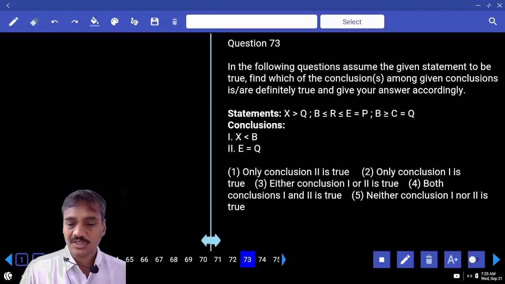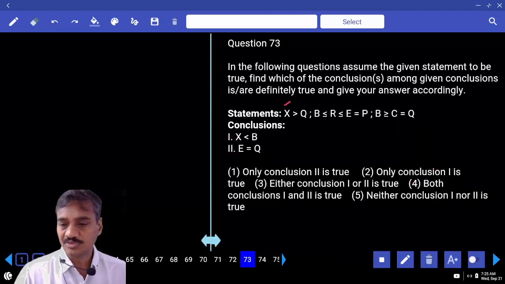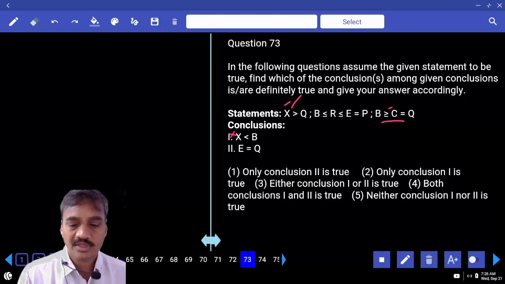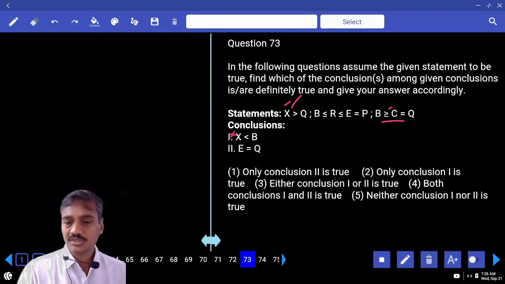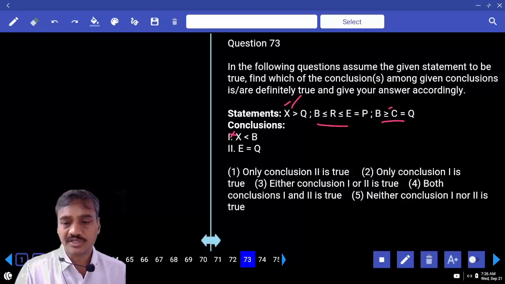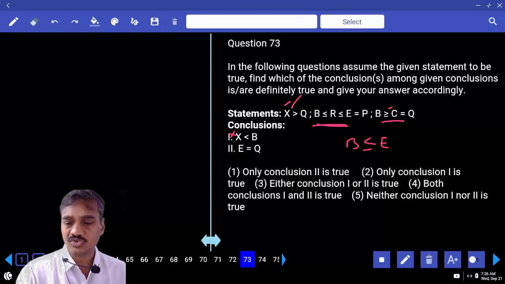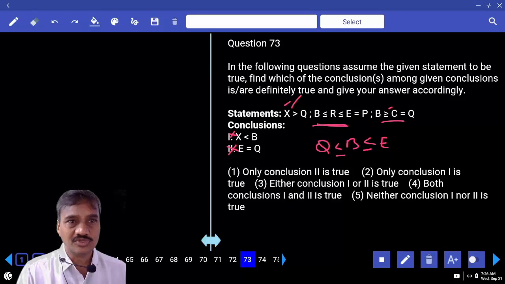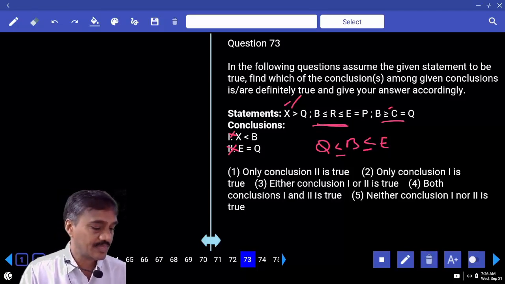And next one 73. The relation between X and B. X is here and B is here. B greater than or equals to Q means Q lesser than or equals to B. One greater than, one lesser than, two opposite symbols, so no relation. And next one E and Q. Now B lesser than or equals to Q, and B lesser than or equals to E, and at the same time B greater than or equals to Q means Q lesser than or equals to B. Hence Q is either lesser than or equals to E. It doesn't mean that it is always equal. So what is your answer? Neither 1 nor 2, choice 5 for 73.